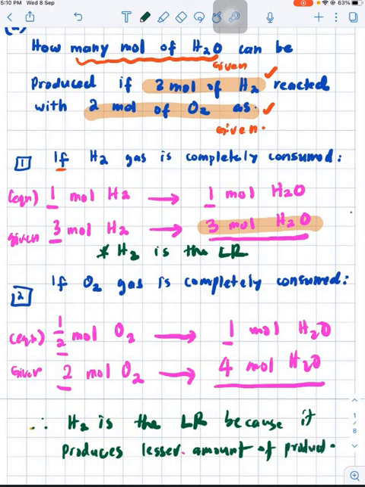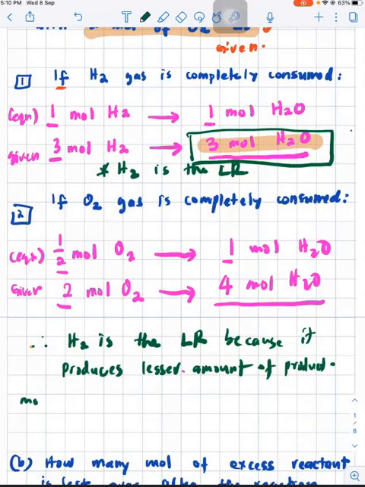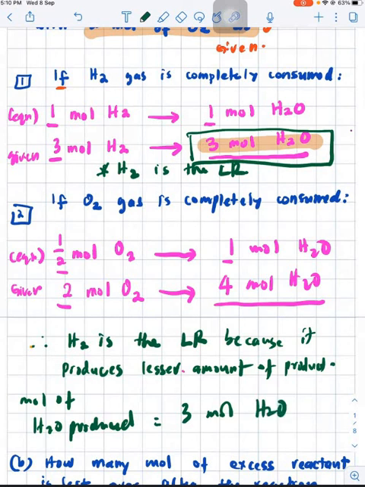Okay, so kita tahulah since limiting reactant is hydrogen gas, maknanya this is the amount of water, the maximum amount of water that can be produced. So secara automatically pun kita dah dapat jawapan yang soalan nak. Sebab soalan tanya how many mole of water can be produced kan. So disebabkan oleh hydrogen gas is the limiting reactant, makanya maximum mole of water yang boleh kita hasilkan adalah mole of water produced will be 3 mole. So itu jawapan dia. Okay, faham?